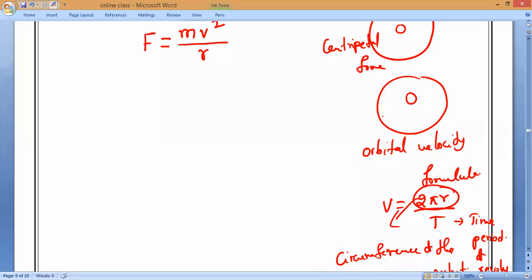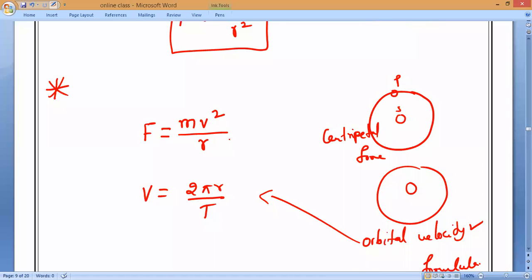Now V is equal to what? V is equal to 2 pi r by T. Is it okay, guys? So we can say V is equal to 2 pi r by T. Now, this is for what velocity? Orbital velocity. And this force is what? Centripetal force. Let me consider this is equation 1 and this is equation 2.